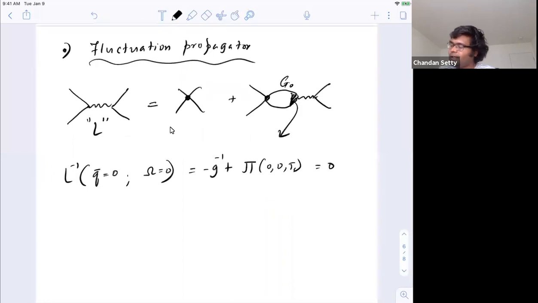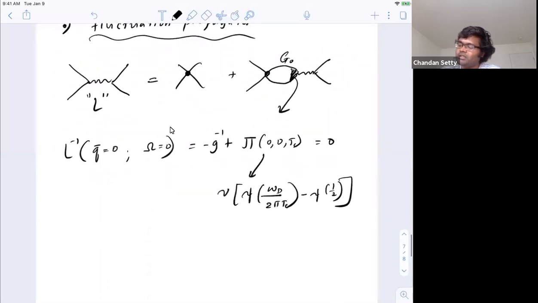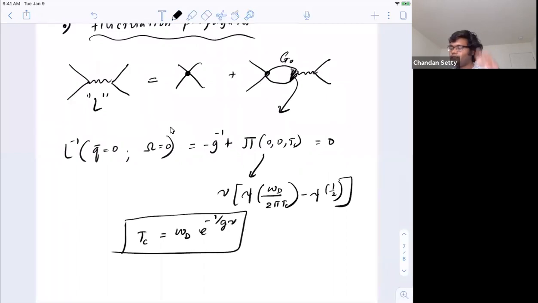And what you end up with is, you can evaluate what this bubble is in this limit, and you'll find that it is some density of states times some digamma function, which depends on TC. You solve the equation for TC in the limit of large omega d. So omega d here is some cutoff. It could be phonons, it could be spin fluctuations, whatnot. In that limit, you will find that this TC is basically the BCS formula, where nu is the density of states. Okay, so this is at least the minimal thing that you can do with the fluctuation propagator. So that's the basic introduction to fluctuation superconductivity and what you need to know for this talk.